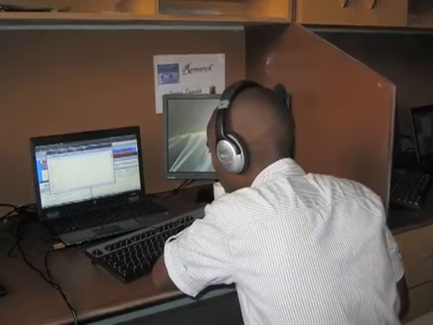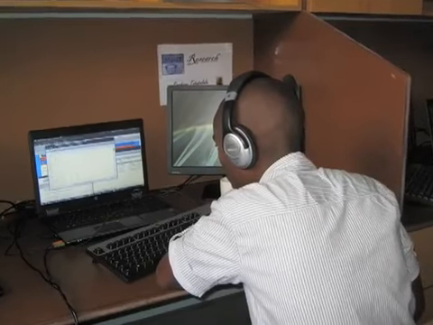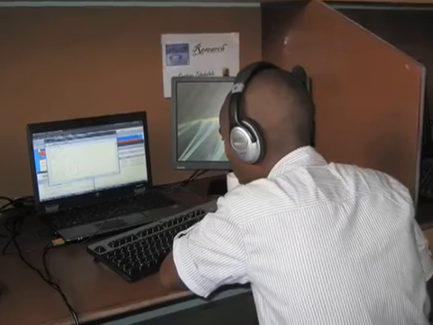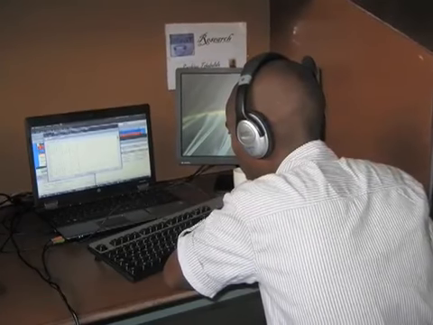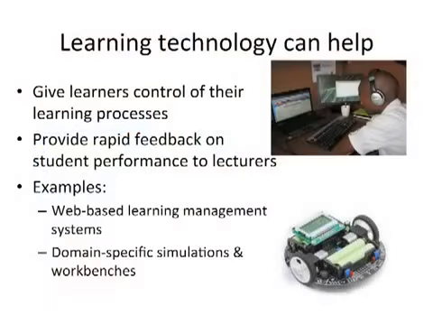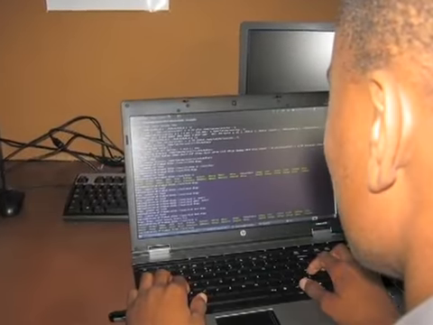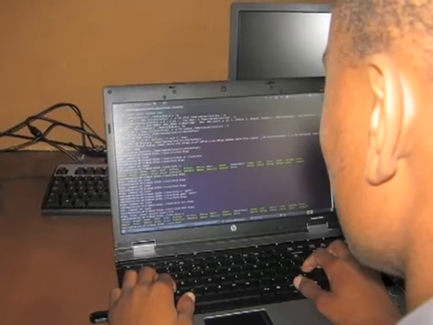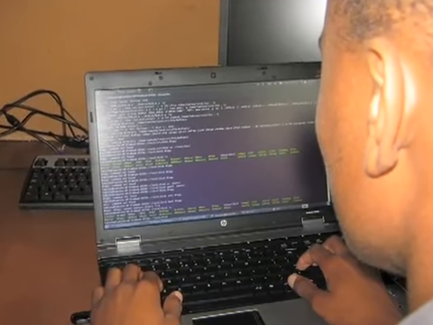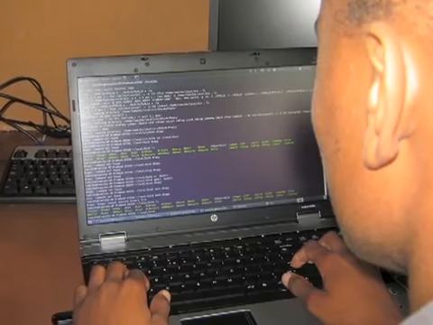In addition, with technology, it's possible to give rapid feedback both to students and to lecturers about what's happening in the class, thereby further supporting the type of flexibility that I think is really crucial. For example, one can use web-based learning management systems to provide students with learning materials that are a lot more flexible and support self-directed learning, and one can use things like workbenches and domain-specific simulations to give students the opportunity to explore and to learn at their own rate and in their own way.